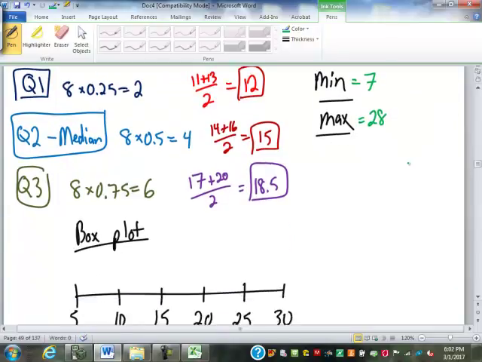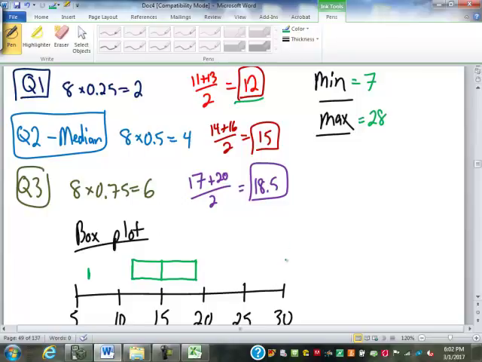So on my box plot at the minimum of 7, I'm going to put a little line there. My first quartile is at 12, so I put a little bit bigger line there. 15, I'm going to put the same size line as at the 12. I'm going to keep it lined up. That's the median. The third quartile is 18.5. That's going to be somewhere in here. I connect the first quartile to the third quartile with the median, just like that. That is the box part of the plot.